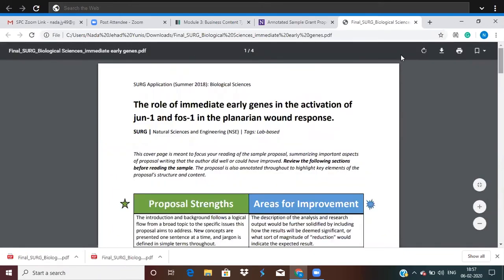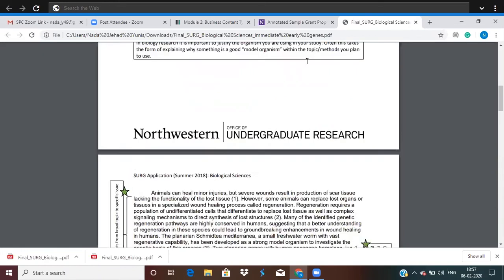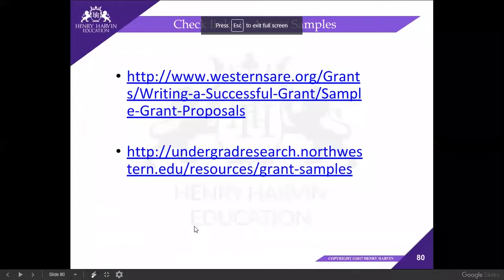Okay, this is pretty long, so more or less we'll just skim through it. The role of immediate early genes in the activation of gene. Okay, yeah, and not necessarily that you stick to these links.